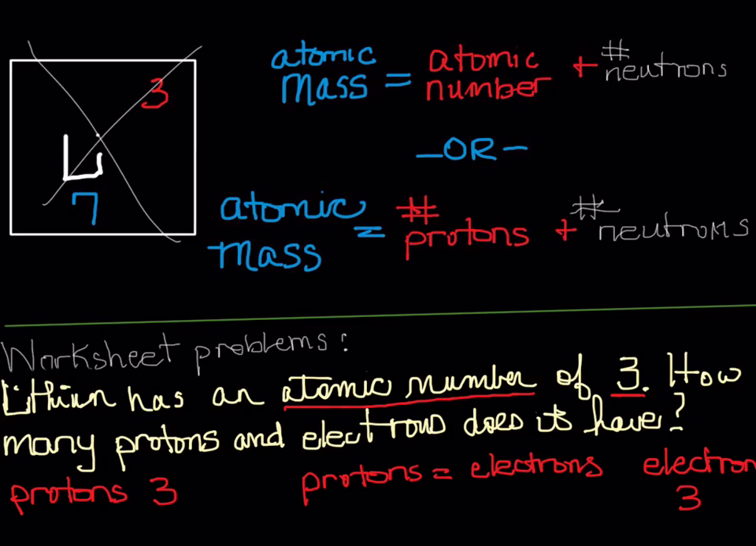The atomic number is the number of protons. And since that information is generally coming from the periodic table, that means the electrons are equal to the number of protons. So that means the electrons are also going to be 3.